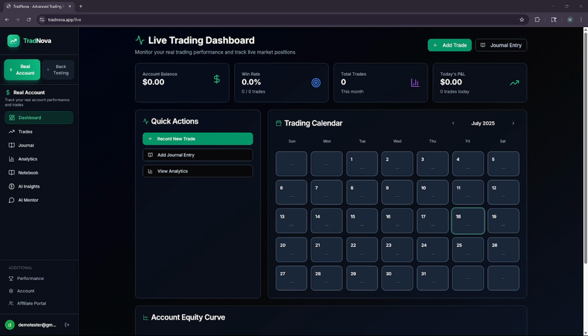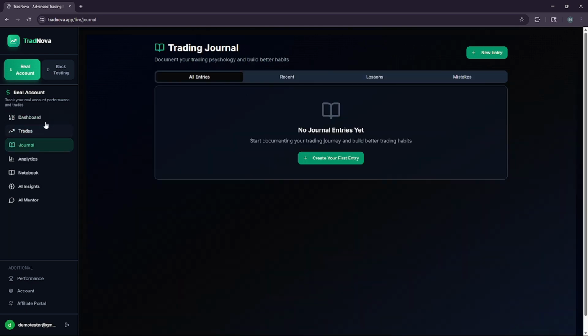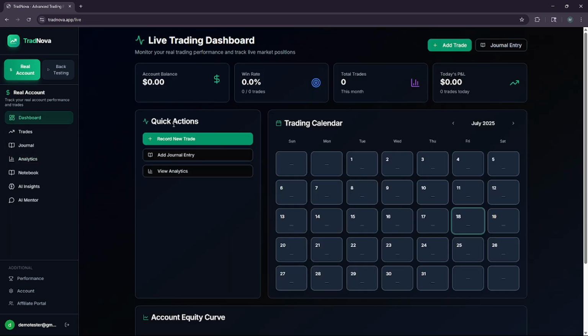Now, when you first enter the app, the first place you're taken to is the dashboard. As you can see on the left hand side, it is the first one. And from the live trading dashboard, you could go to recording a new trade, you could go straight to adding a journal entry and viewing your analytics. Now on the dashboard, it's just a basic overview of all your trading analytics. It doesn't go much deep into it.